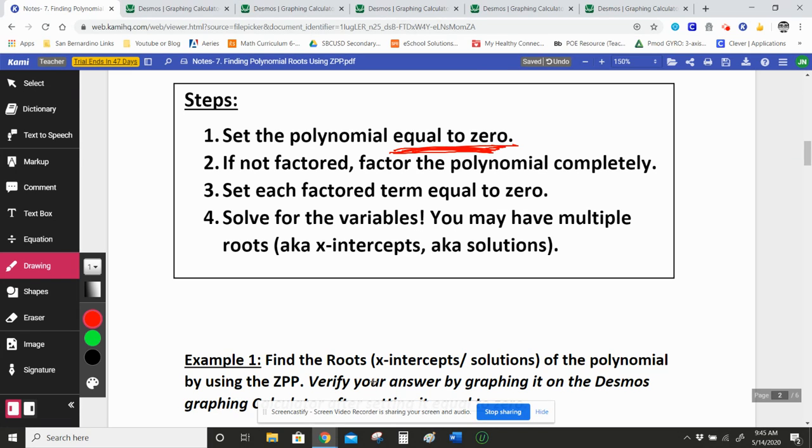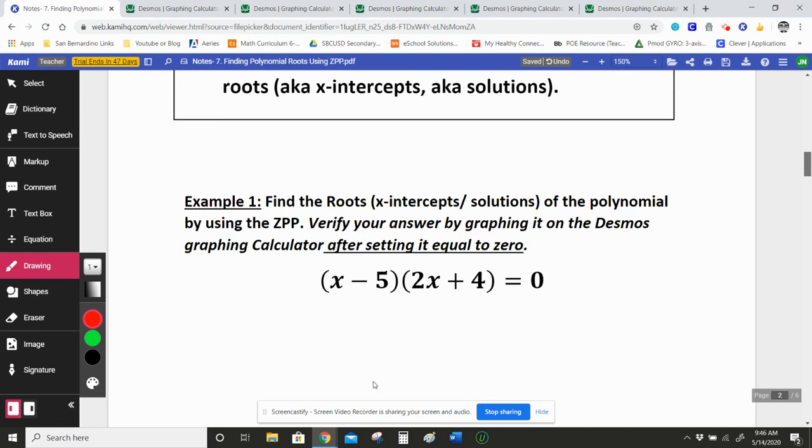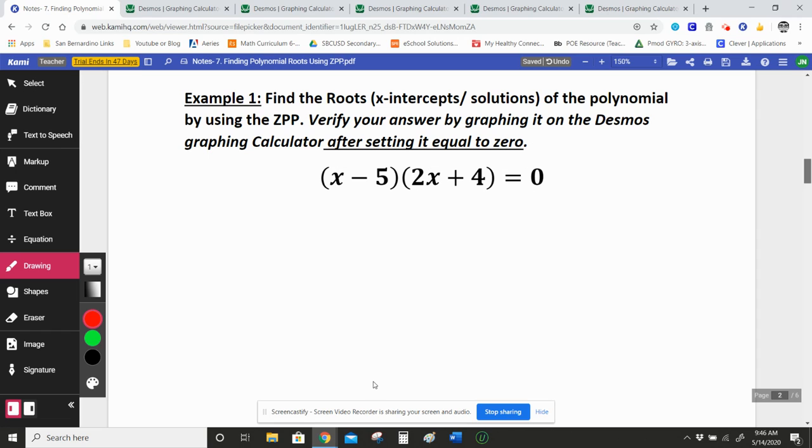Step 2, if the polynomial is not factored, then you have to factor it completely. Step 3, set each factor term equal to zero. This is the zero product property, so we can apply it. Step 4 is solve for the variables. You may have multiple roots, aka multiple x-intercepts or solutions. So we're going to jump right into some examples here.